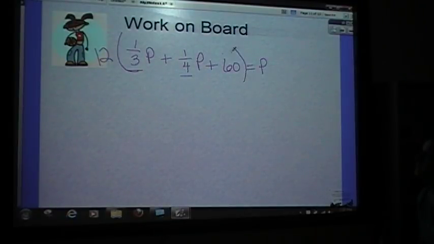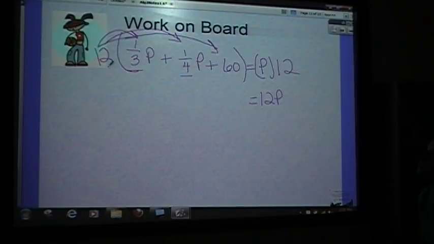When I do that, these two sides are no longer equal. So I have to multiply this side by 12 also. A lot of you will forget that. Okay, so I have 12p here. And on this side, I'm going to distribute. 12 times 1/3. Some of you right now are reaching for calculators. You don't need to do that. What's 12 divided by 3? A fraction bar is the same thing as a division sign. 12 times 1 is 12. 12 divided by 3 is 4p.